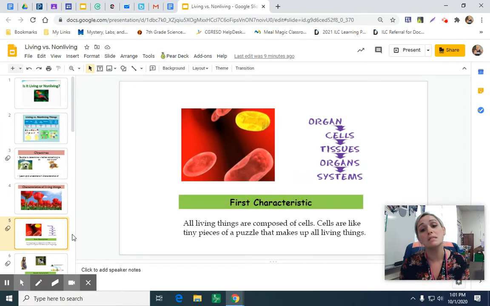The first one is you must be composed of cells. This is the one we're working with right now as we start our unit with cells. Very easy to see cells under a microscope. So if you can see cells under a sample in a microscope, that thing is either living or was living.